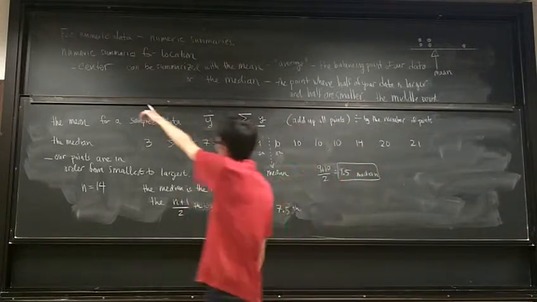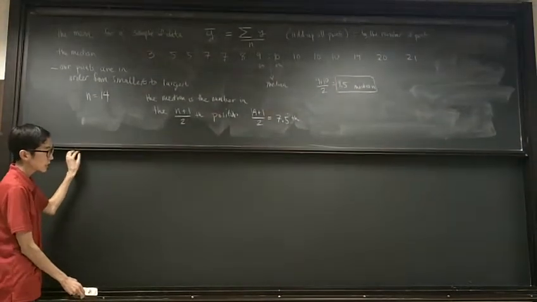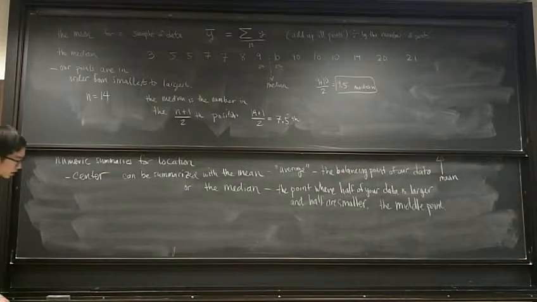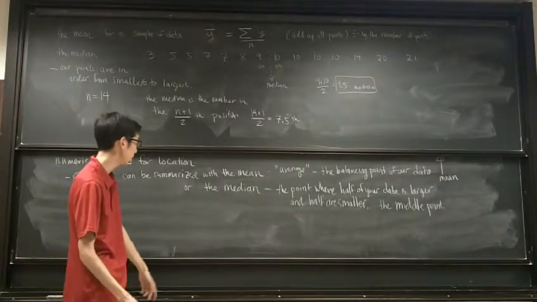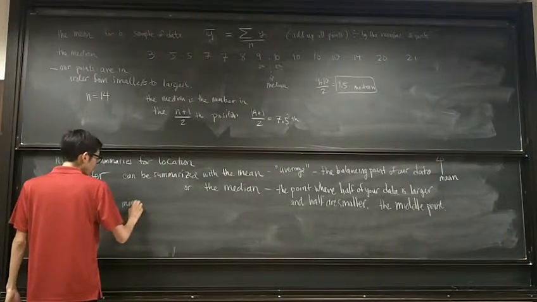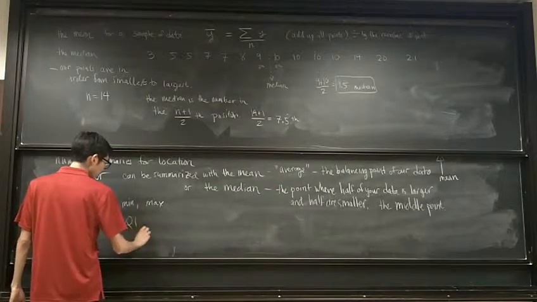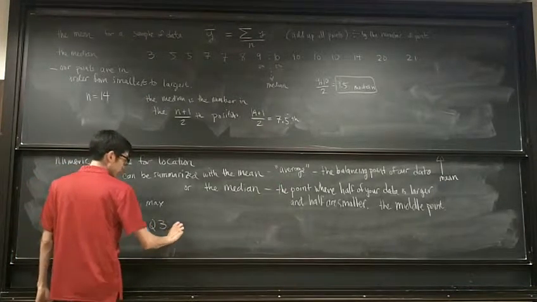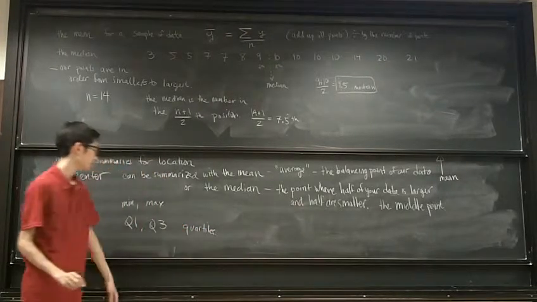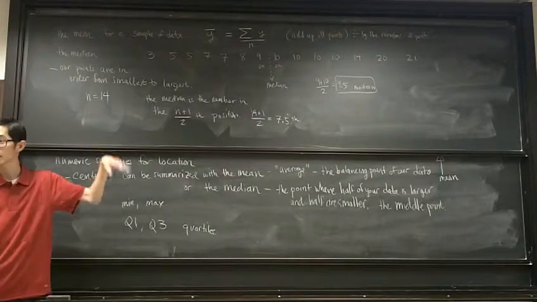Other numbers, okay, so numeric summaries for location. So the center can be summarized with the mean or the median. Other numbers that we can use that summarize location are the quartiles, and the min and the max. Okay, so I've got the min and the max, and then I've got quartile 1, Q1, and Q3. These are the quartiles. Alright, the min and max are straightforward. Min is your smallest data point, your max is your largest data point.